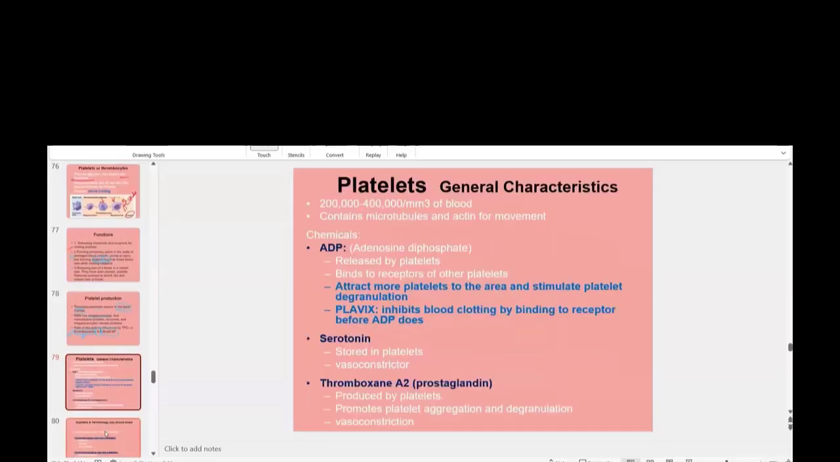What is their general characteristic? This is their count, and they contain microtubules and actin for movement. And these are the chemicals that they have, very, very important chemicals. They have ADP, that is adenosine diphosphate, and that is released by the platelets. It binds to the receptors of other platelets. They attract more platelets to the area, and they stimulate, again, this term platelet degranulation. That means the release of the secretions that are contained in those platelets, degranulation. Plavix inhibits blood clotting by binding to the receptor before ADP does. So even before ADP gets into the work, Plavix starts its work.